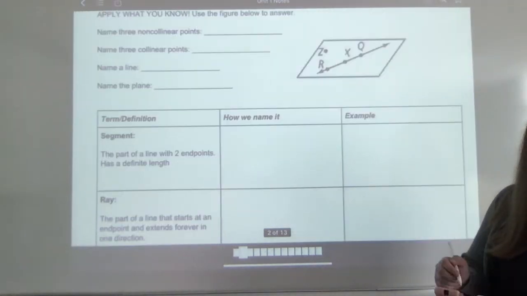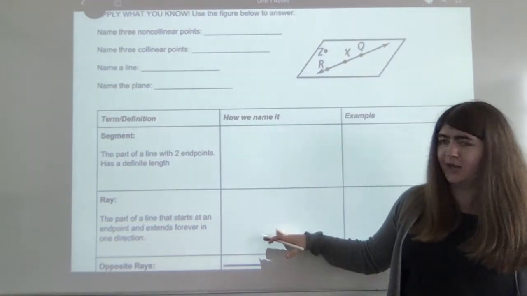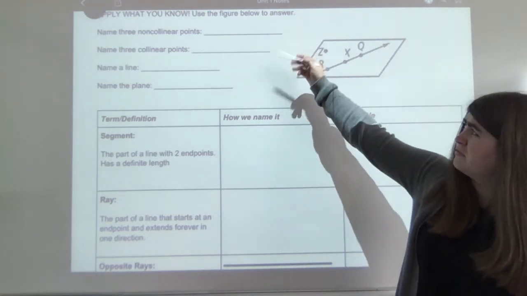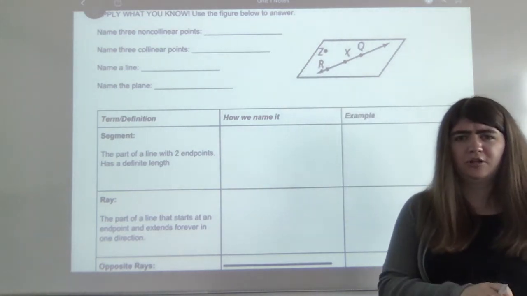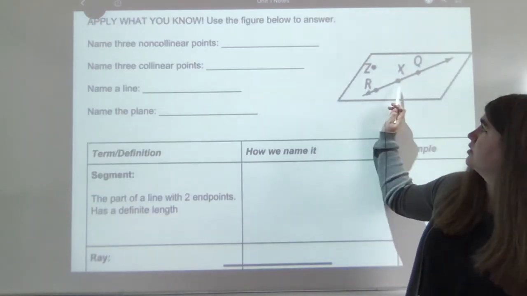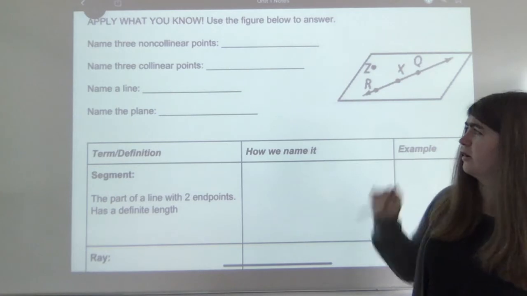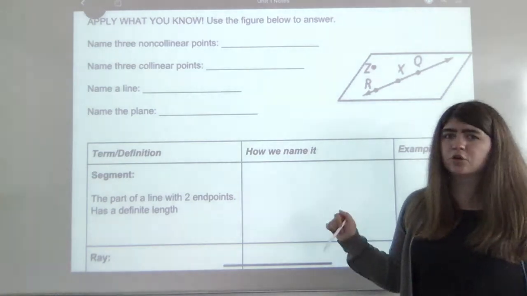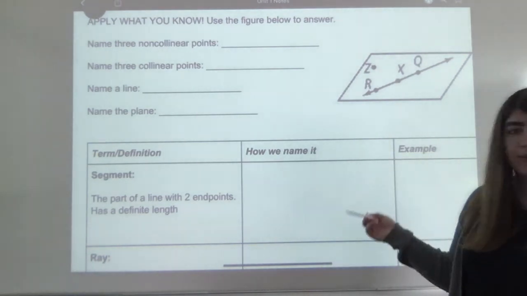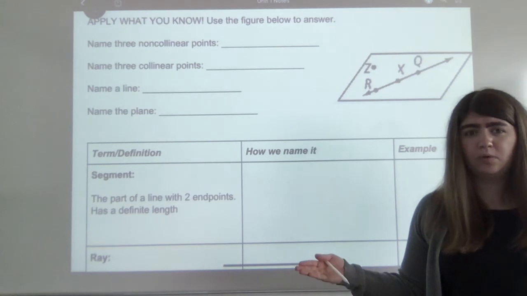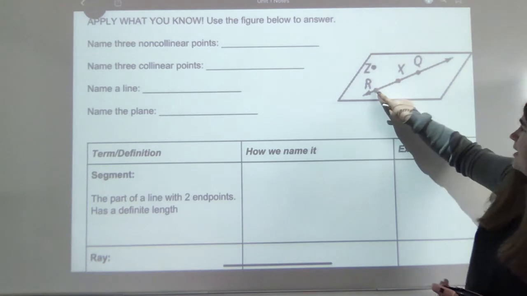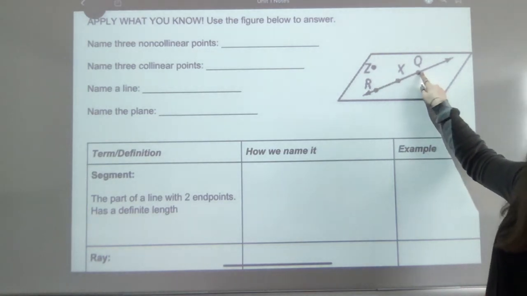Alright, before we begin going through some more vocabulary, we're going to take a second to see if we can figure out how to solve these problems using the information that we just got. So let's zoom in here a second. It says use the figure below to answer these questions. Alright, so name 3 non-collinear points. Okay, non-collinear means that they are not on the same line. 2 of them can be on the same line, but that third one is not going to be on the same line. So if I'm looking at this picture here, I notice that I have R, X, and Q on the same line.